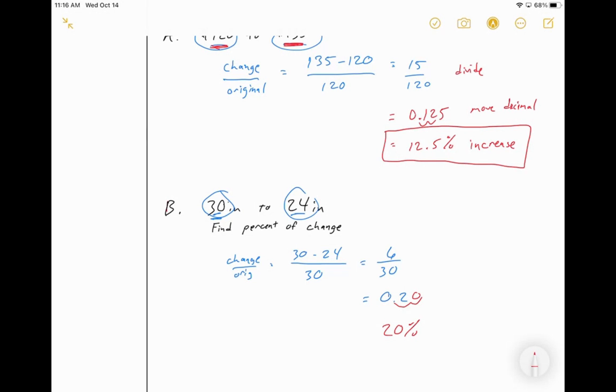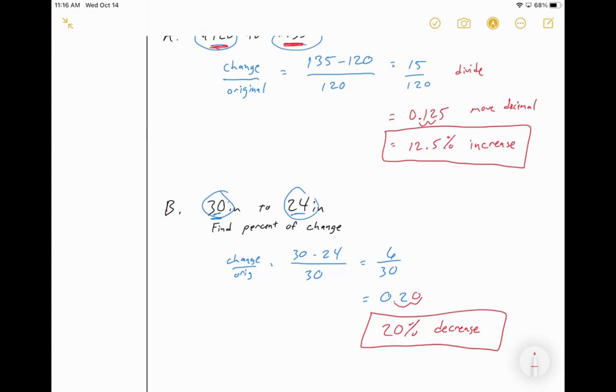Well, I started at 30 and now I have 24. Just think about money, right? It's going down, right? Decrease, right? 20% decrease, right? If I've got $30, now I have 24, my money decreased.